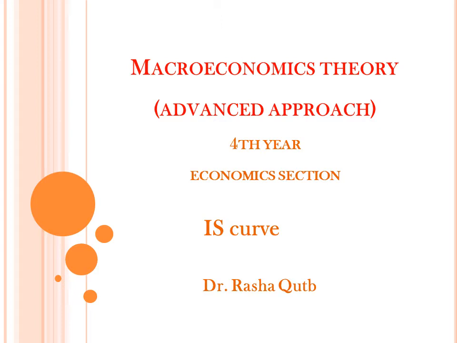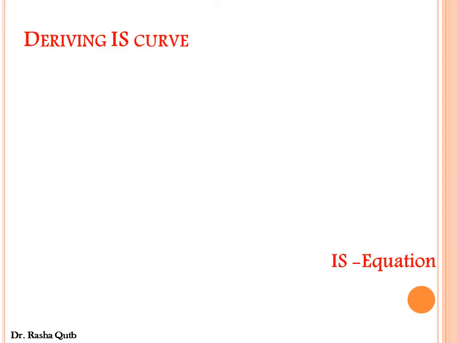Let's now take how we can derive the IS curve and equilibrium in the goods market and money market. We call it internal equilibrium in the whole economy. In deriving the IS curve, we start with the equilibrium condition in the goods market. We consider a closed economy with government, and the type of taxes is lump sum tax.